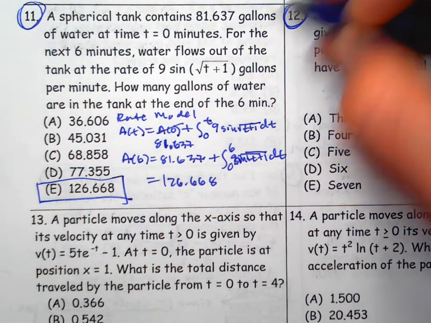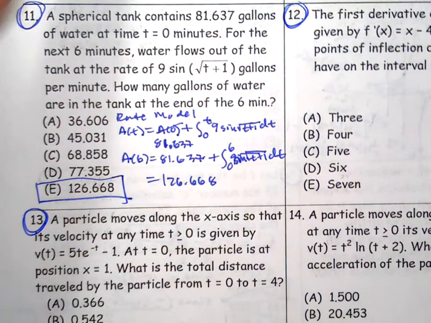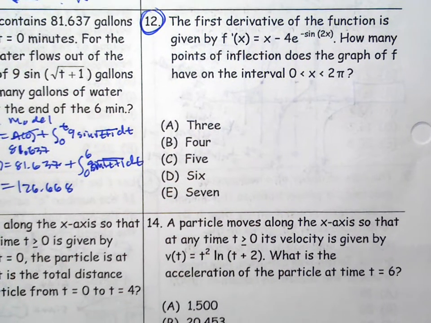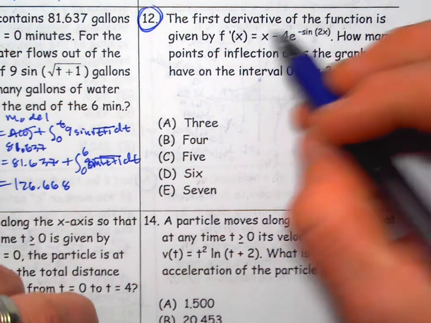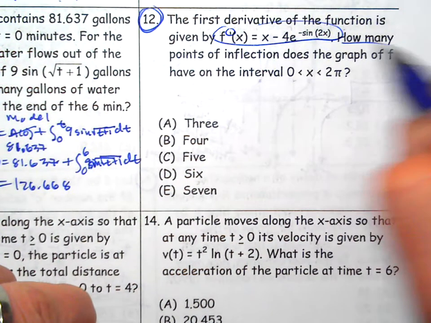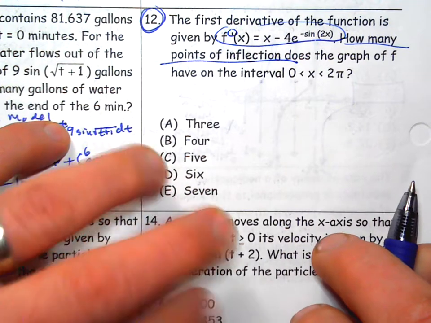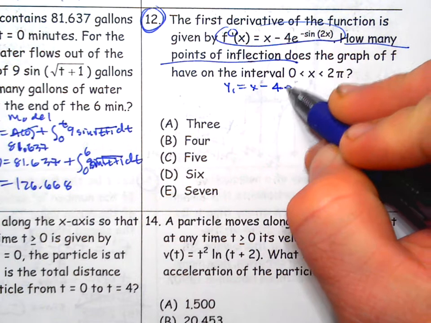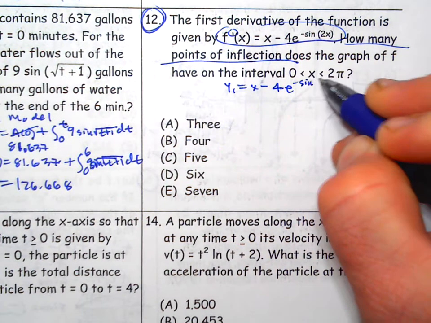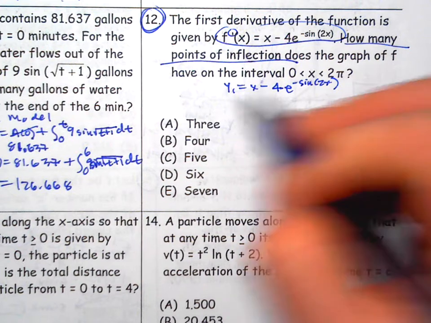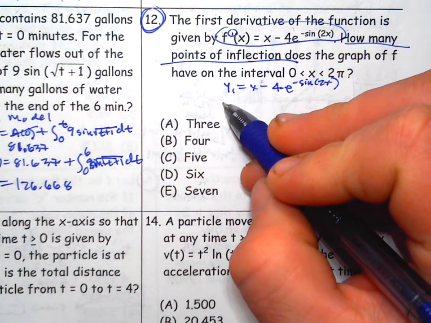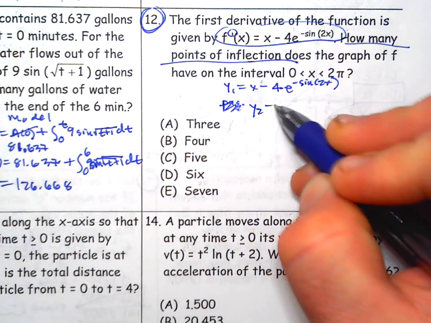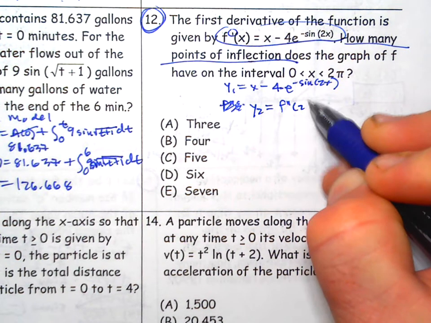Okay, I want you guys to try 12 and 13. So pause the video, try them, figure out how you can use your graphing calculator to help you. First derivative, so they're giving you f prime, and they ask how many inflection points it has. Now, we could find the second derivative by hand, but if we want to make this easier, let's enter the second derivative in as another equation.